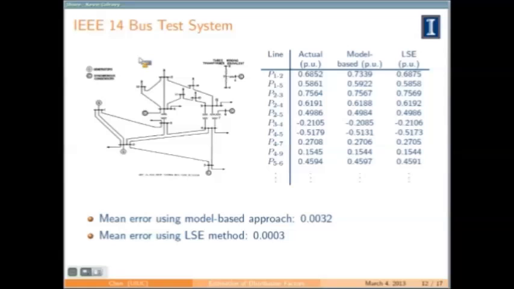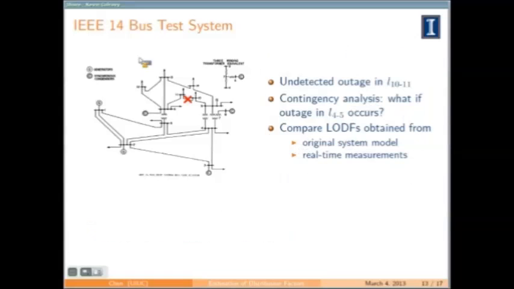Where it would actually shine would be if there was an outage in the system that was undetected by the system operators. And without the system model, we are still able to come up with the correct distribution factors. To simulate that, we took out the line between buses 10 and 11, but pretended that it went undetected by the operators. So the operators still think that they have the old system. And we conduct contingency analysis.